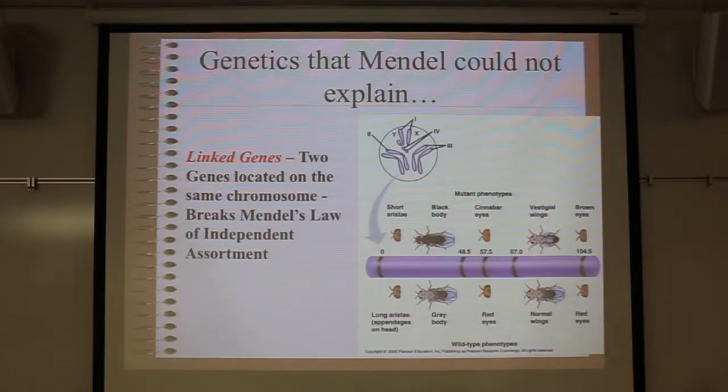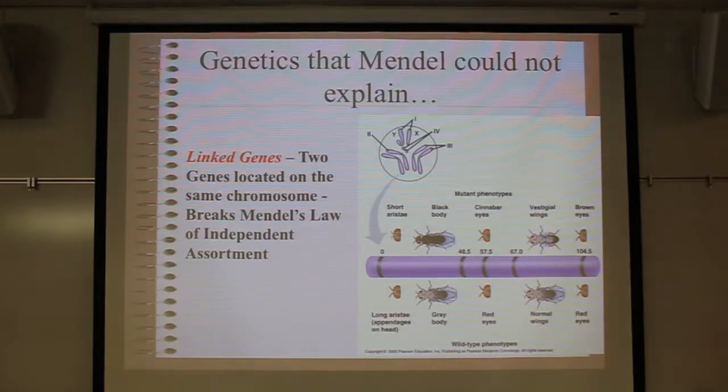And then the last one is this idea of linked genes. What happens in linked genes is, we talked about Mendel's law of independent assortment, that basically, if you had a wrinkled seed or you had a smooth seed, that had no impact on whether you were yellow or green. But it turns out that sometimes that can have an impact.